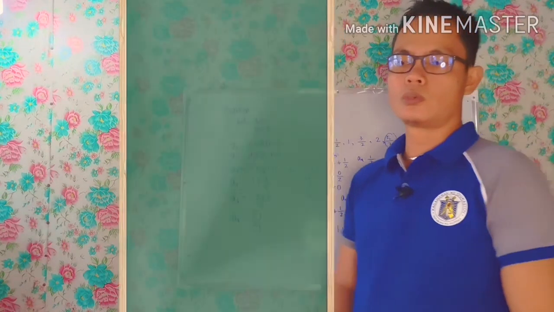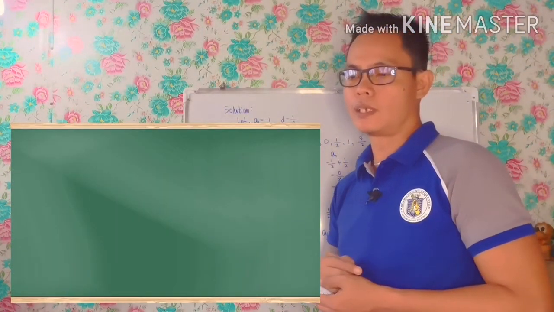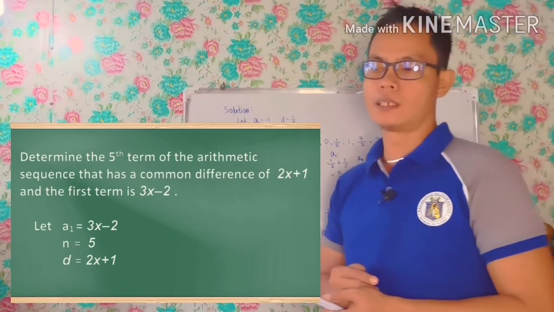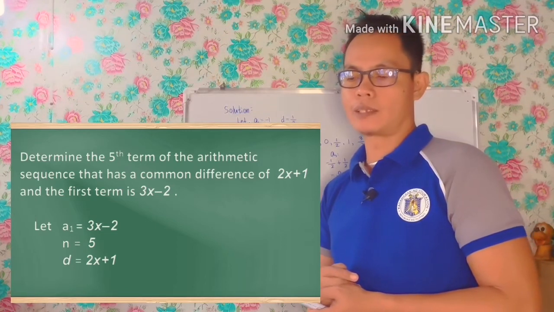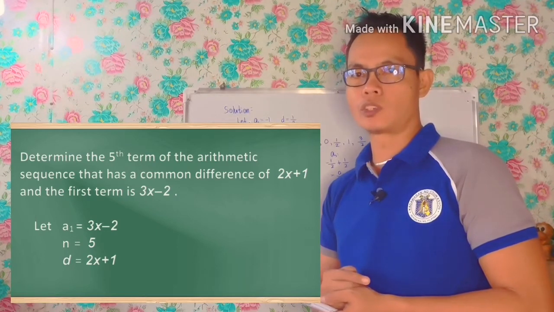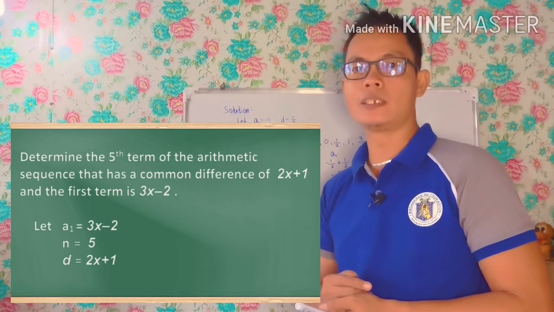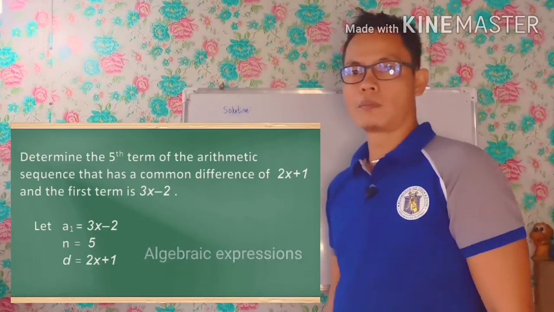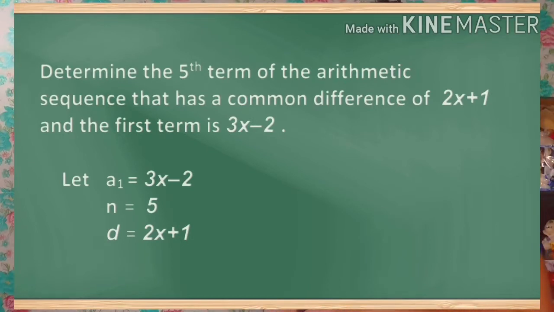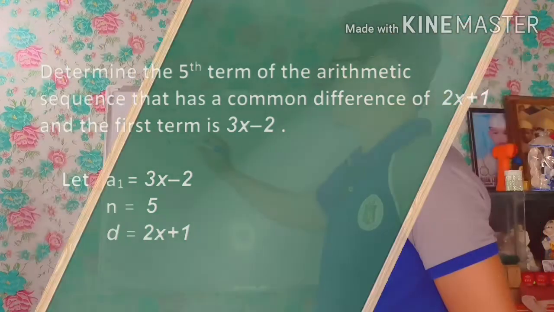Okay, let's proceed to the second example. Determine the 5th term of the arithmetic sequence that has a common difference of 2x plus 1 and the first term is 3x minus 2. As you observe, the given is already in an algebraic expression. In this problem, we are going to find the 5th term. The common difference is d equals 2x plus 1, and the given first term is equivalent to 3x minus 2.